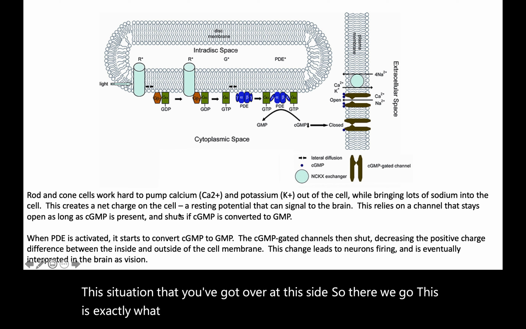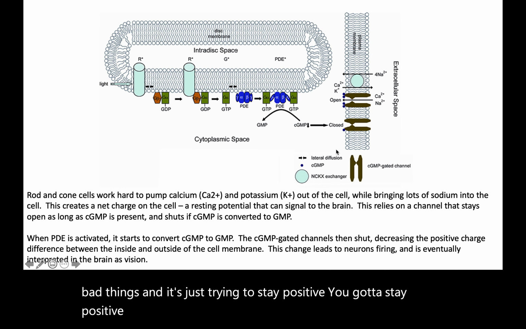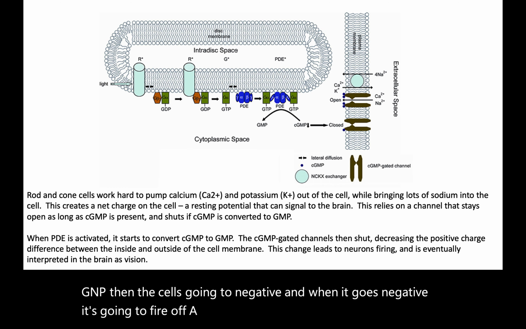The vision, just imagine it's looking at bad things and it's just trying to stay positive. You got to stay positive. But when we close that gate, when we take away the cyclic GMP, then the cell's going to get negative, and when it goes negative, it's going to fire off a message. Just like intracellular Twitter, and then stuff's going to happen.